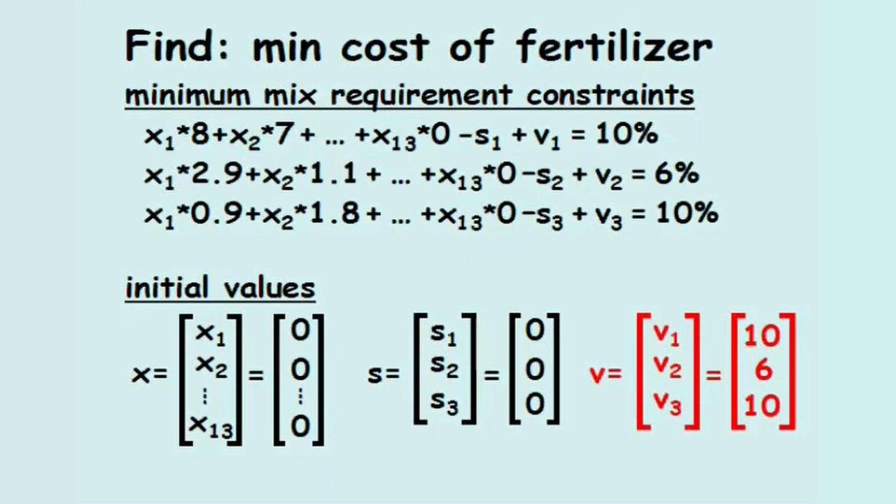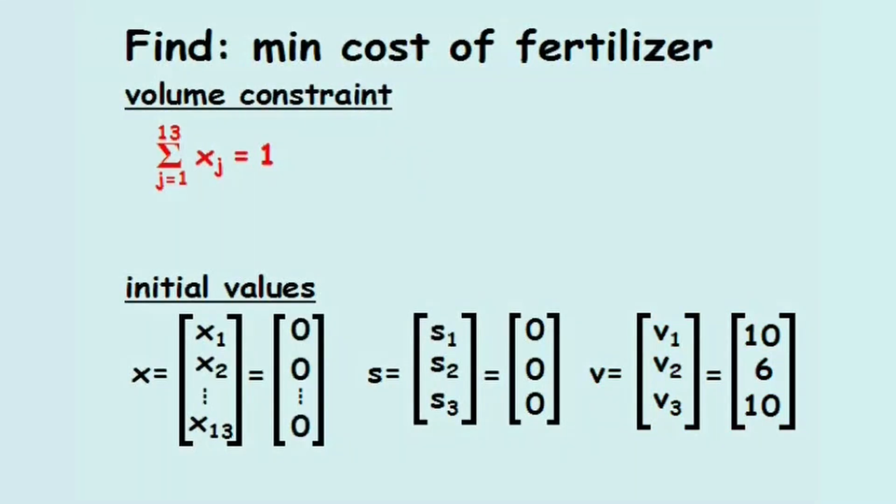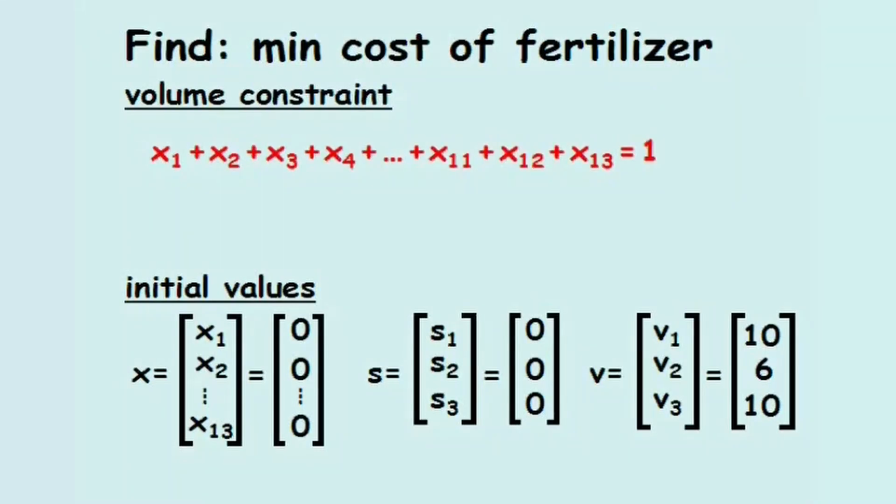The volume constraint requires the total volume of the fertilizer mix to equal 1 cubic yard. Writing this constraint out, we notice our initial x vector, the 0 vector, does not satisfy the constraint. So we'll have to add a 4th artificial variable, v4, to the constraint, and set its initial value to 1.